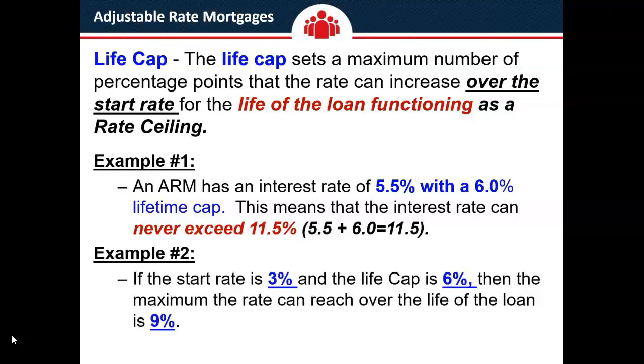Here's our example. You have a start rate of 3% with a lifetime cap of 6%. What's the highest it can ever be? Well, if you're starting at 3 and you're capped out when it can go up another 6 from where it started, the most that your rate can be on this adjustable rate mortgage is 9%.